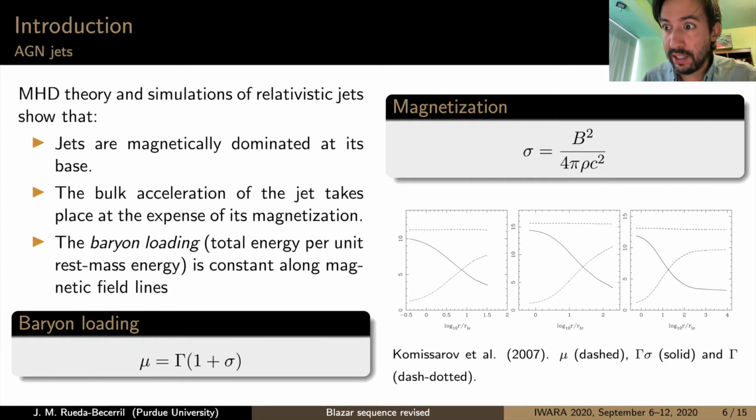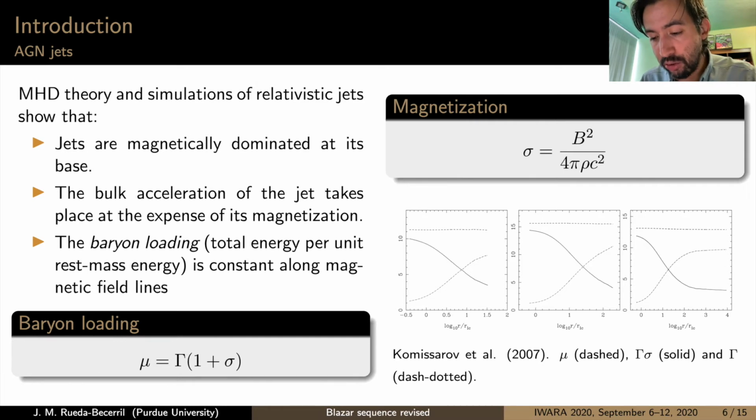But something that the theory tells us is that the baryon loading, meaning the total energy flux per unit rest mass energy flux, is constant along the magnetic field lines, which is reduced to this expression for cold plasma.